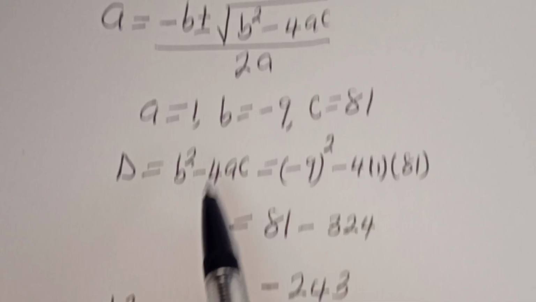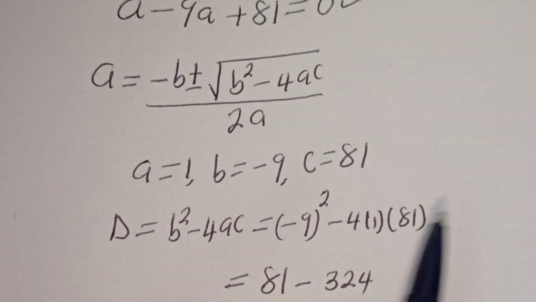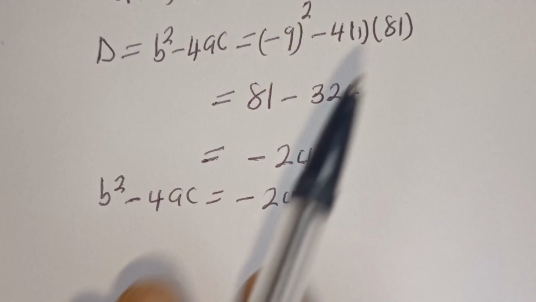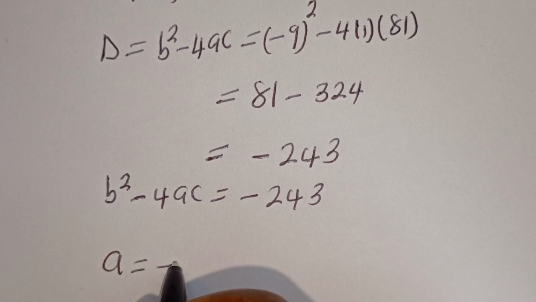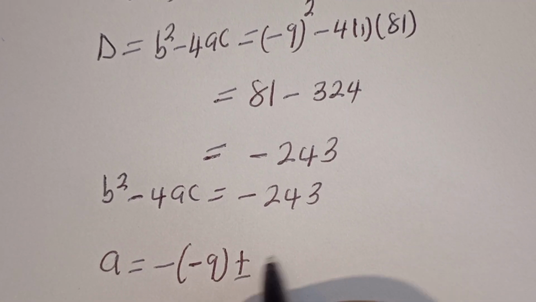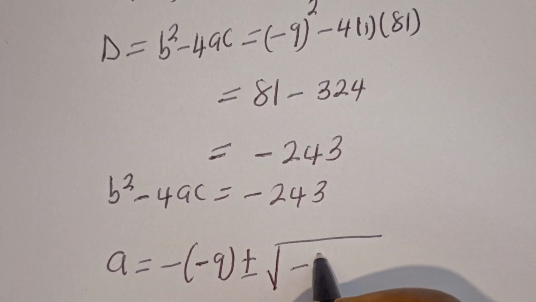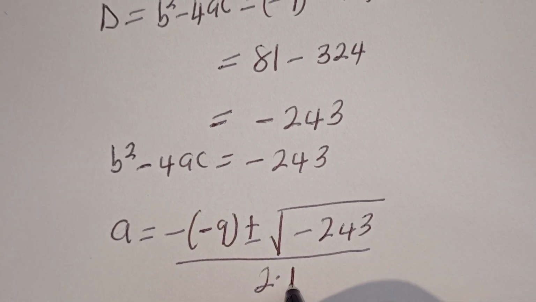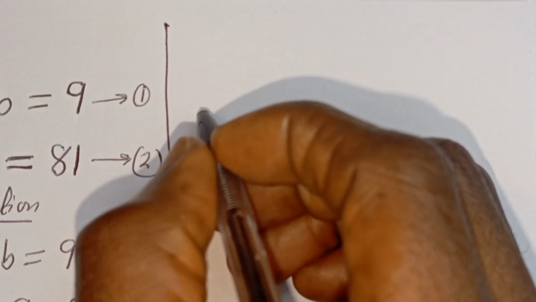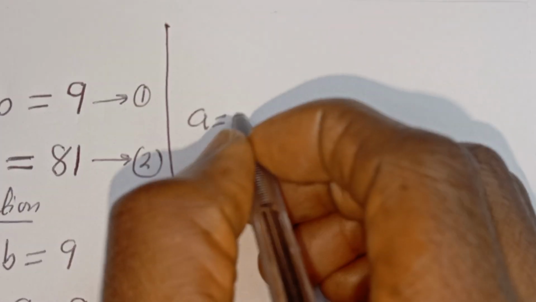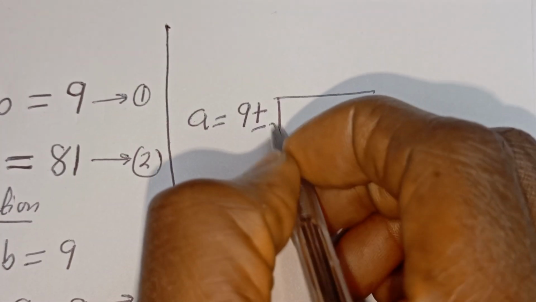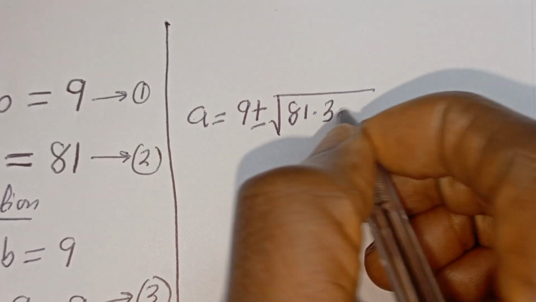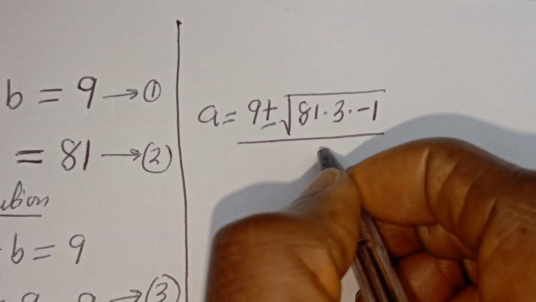So let's plug into this formula. We have a is equal to minus bracket minus b, which is 9, plus or minus square root of the discriminant, which is minus 243, divided by 2 multiplied by 1. Then a is equal to minus times minus 9, that is 9, plus or minus square root of minus 243, which can be written as 81 multiplied by 3 multiplied by minus 1, divided by 2.